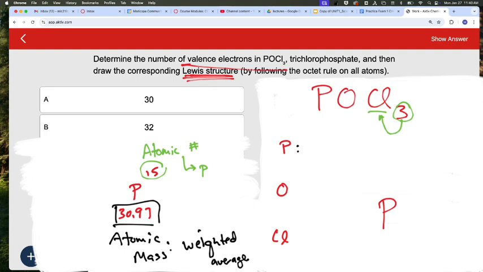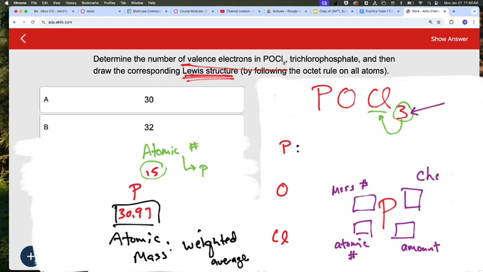Said another way, up here we would typically put our mass number. Down here we would have our atomic number. What do we put over here? This is the amount. Remember that 3? There it is, lower right-hand corner. Where do we specify information about our charge? Top right. That's where we'd see information about our charge.